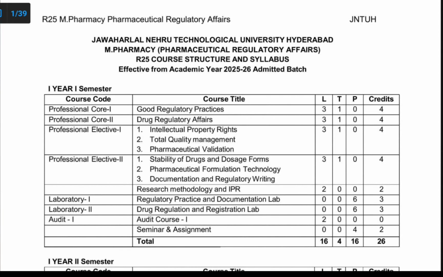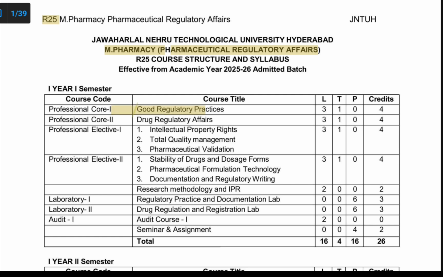Previously I have uploaded the R22 syllabus copy, but recently the R25 syllabus was released in the JNTUH University syllabus. So let us go with the overview of the M-Pharmacy Pharmaceutical Regulatory Affairs syllabus copy.